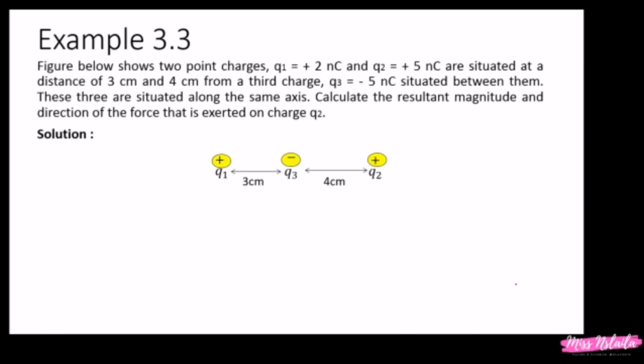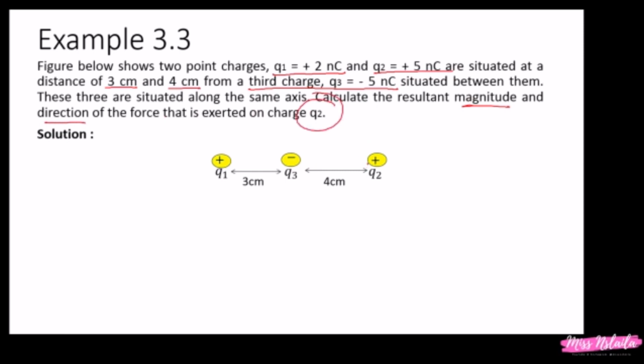Example 3.3. We have two point charges, Q1 positive 2 nanocoulomb and Q2 positive 5 nanocoulomb, situated at distances of 3 cm and 4 cm from a third charge Q3 equal to negative 5 nanocoulomb situated between them. In between Q1 and Q2 there is Q3, where Q1 is 3 cm from Q3 and Q2 is 4 cm from Q3. These three are situated along the same axis. Calculate the resultant magnitude and direction of the force exerted on charge Q2.